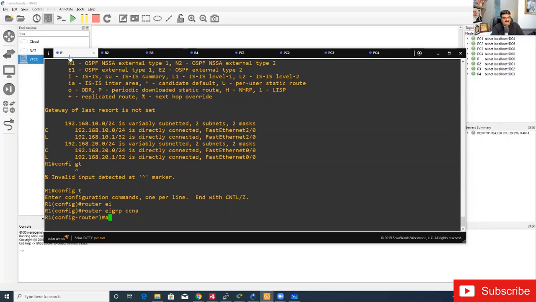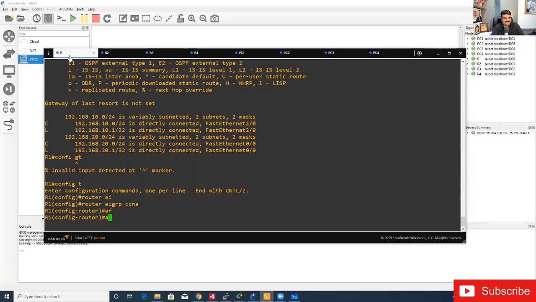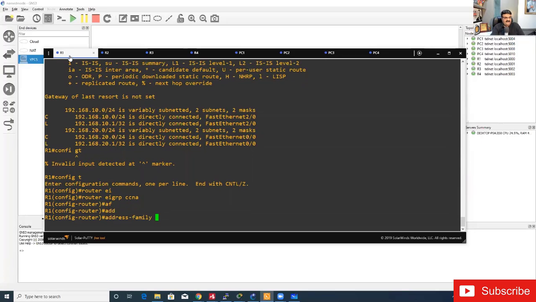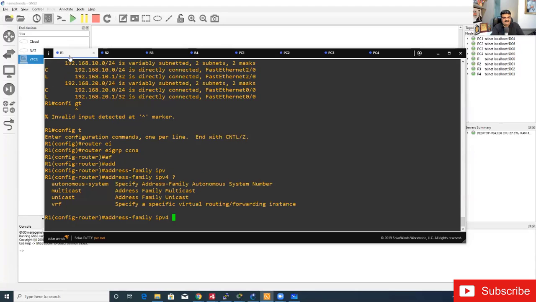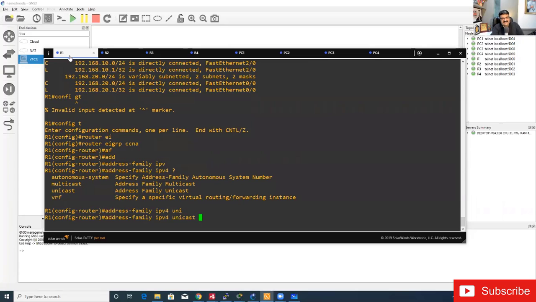So the command would be address family. Okay, which do you want to configure, IP version 4 or 6? So it is IP version 4. I want to configure IP version 4, right? Now there will be multicast, unicast, and VRF. You don't know anything about VRF. I will talk about this, but right now we are actually using unicast routing. So you have to use unicast. Now if you don't want to use this word, it is okay. The default mode is unicast.